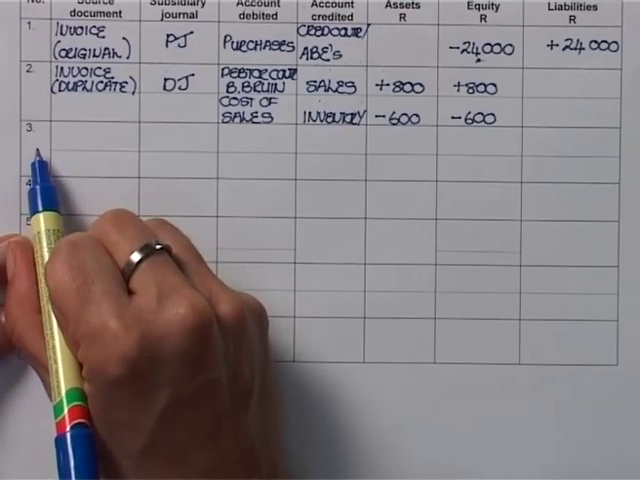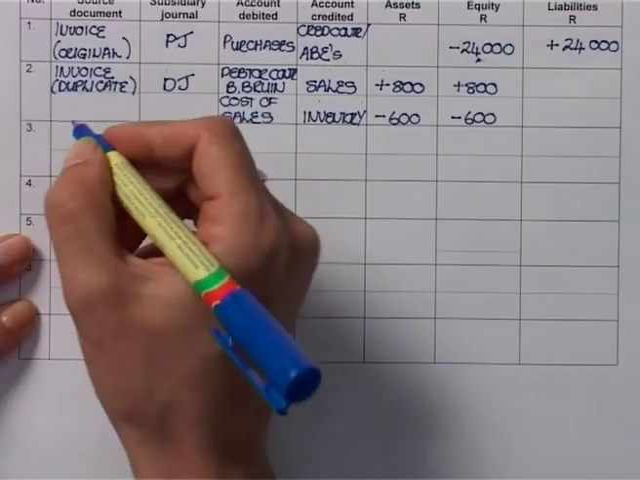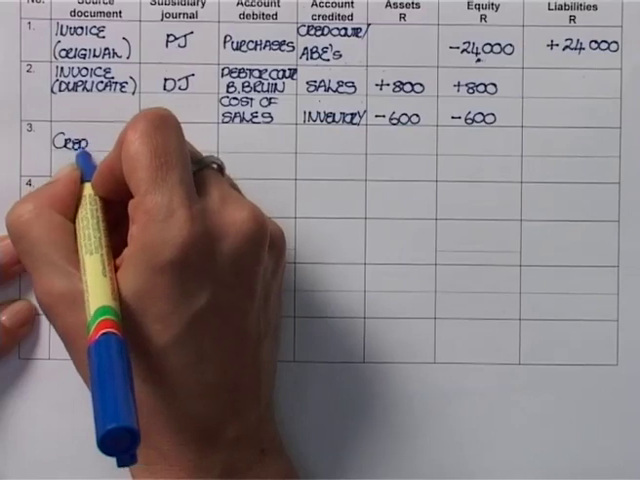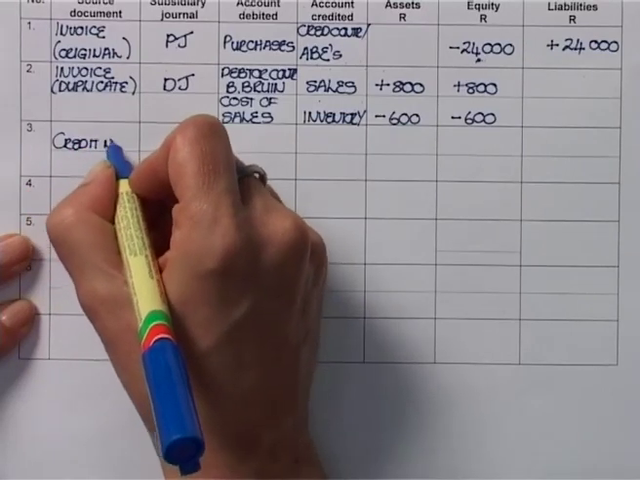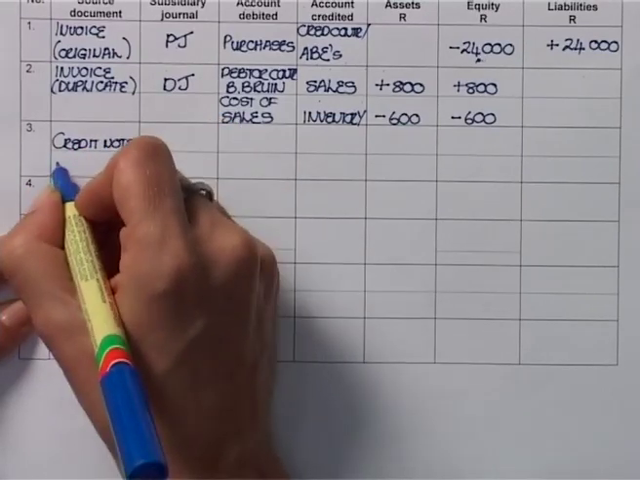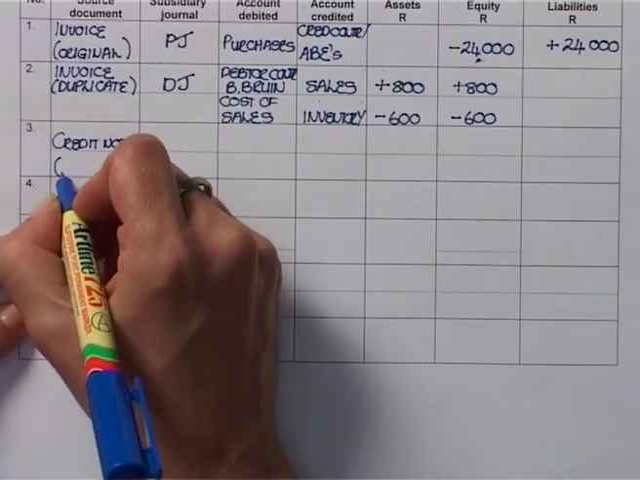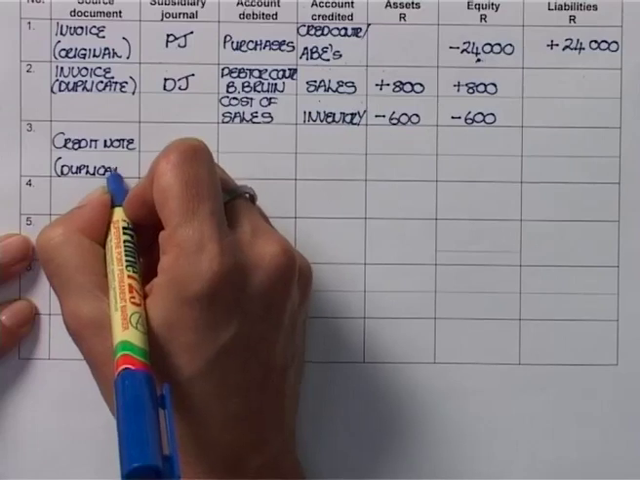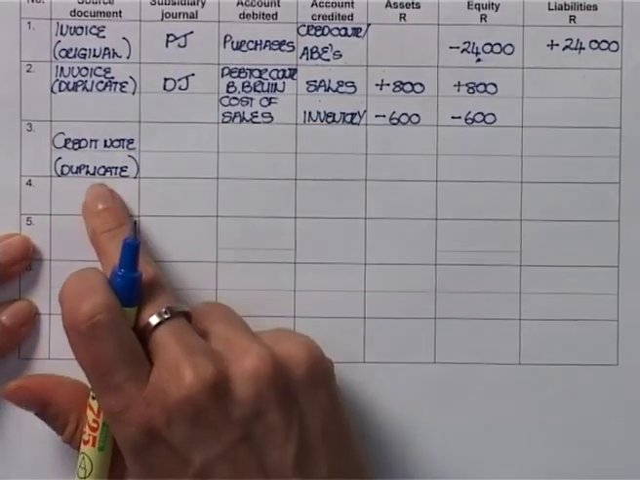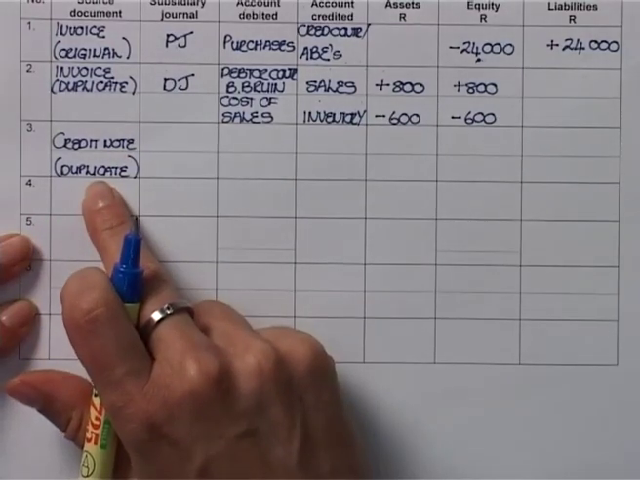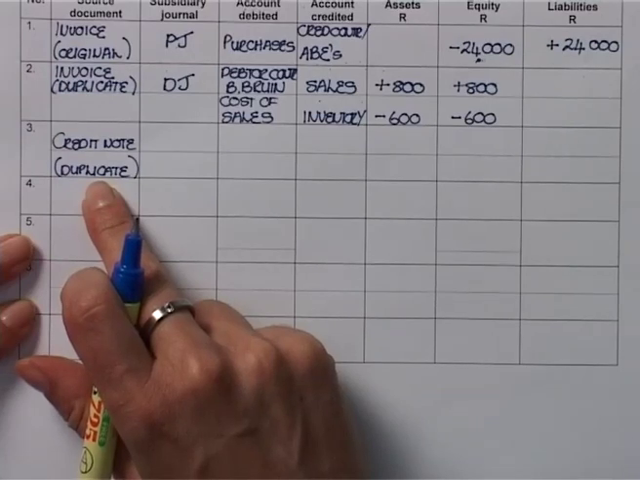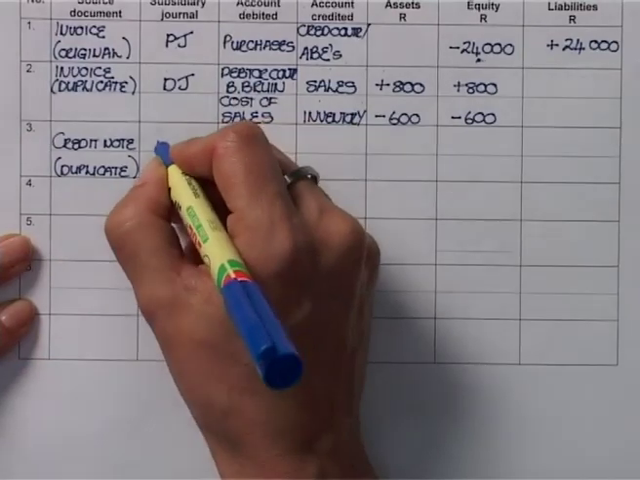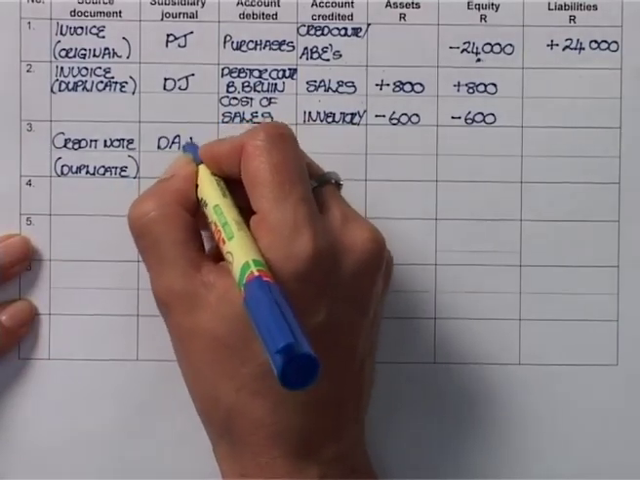Source document. This was a return by a debtor, so whenever we have returns, we're going to have to either issue a credit note or receive a credit note, and that's why we have to indicate whether this is a duplicate or original. We will hand the original credit note to the debtor as acceptance of the returned goods, and we will be left with a duplicate. This will be entered in the debtor's allowances journal.